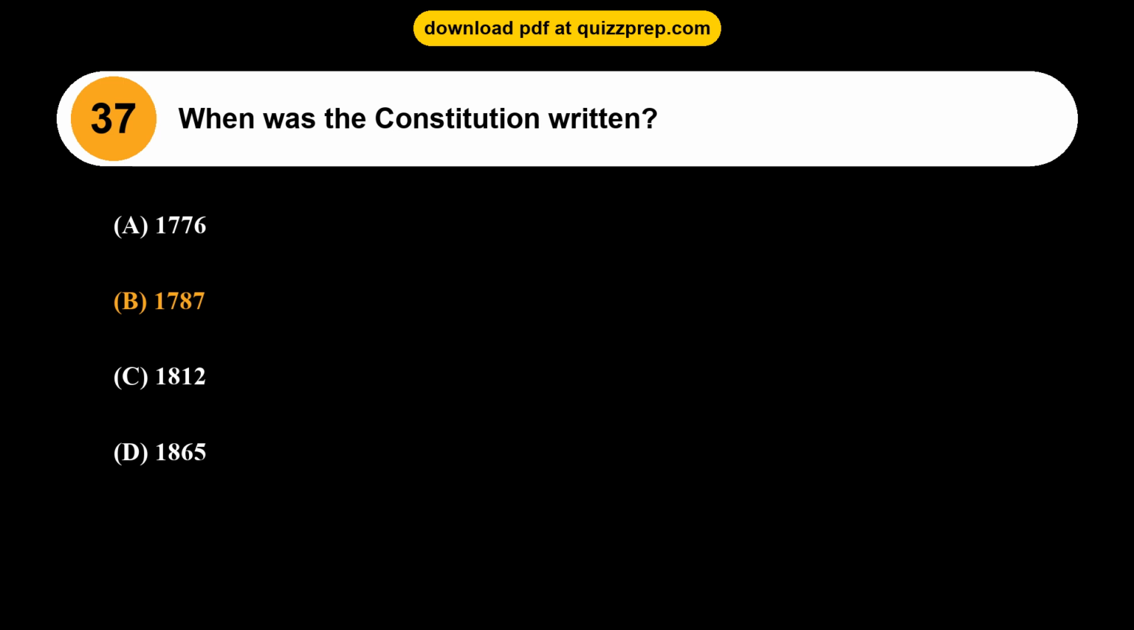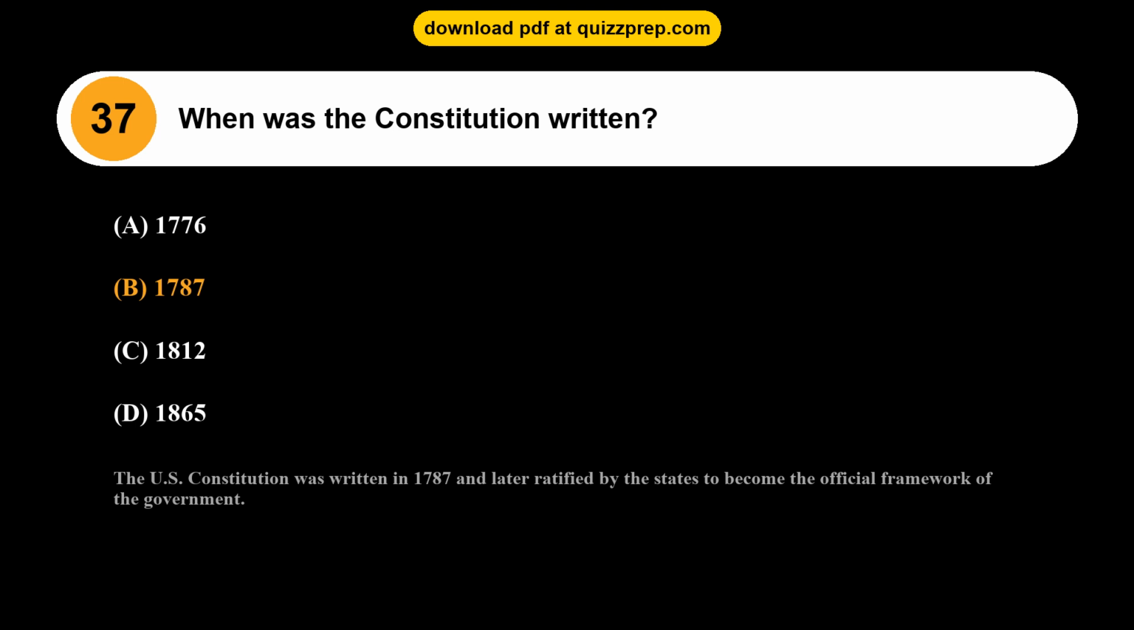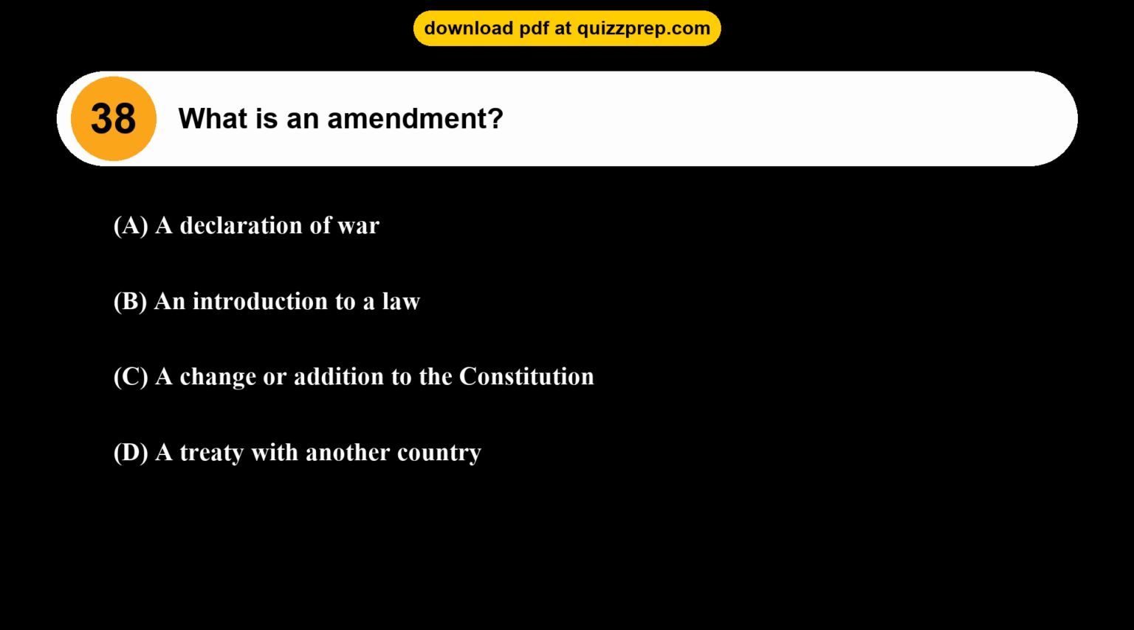1787. The U.S. Constitution was written in 1787 and later ratified by the states to become the official framework of the government. Question 38. What is an amendment?